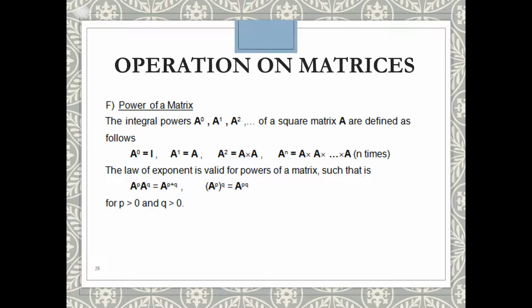The law of exponent is valid for powers of a matrix, such as A to the power of p multiplied with A to the power of q. The answer is A to the power of p plus q. And A to the power of p, to the power of q, is equal to A to the power of pq.